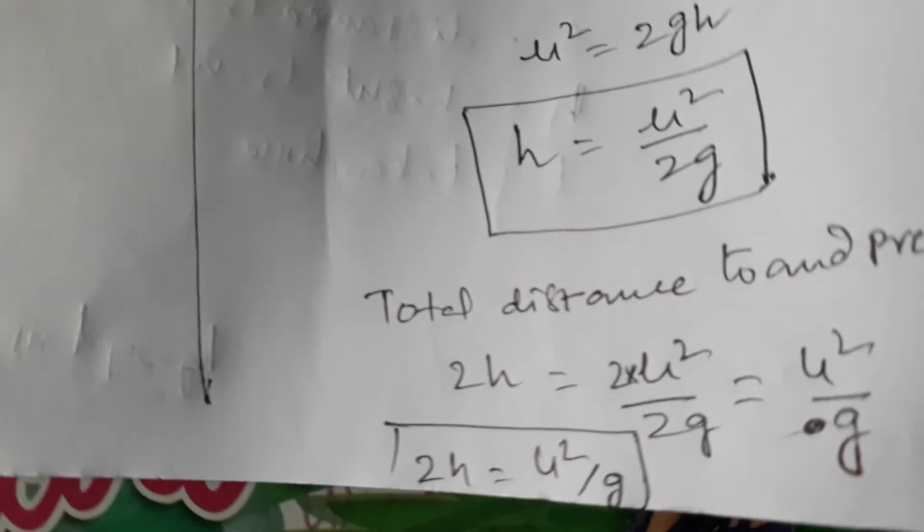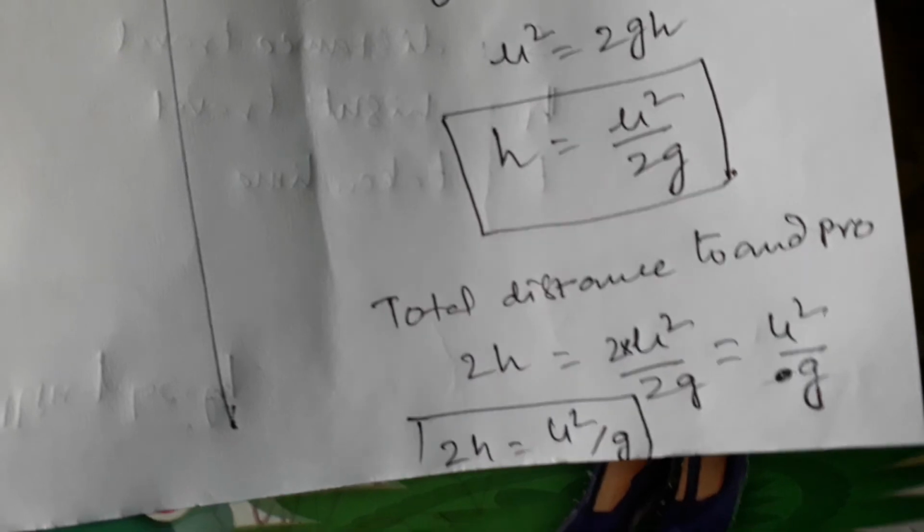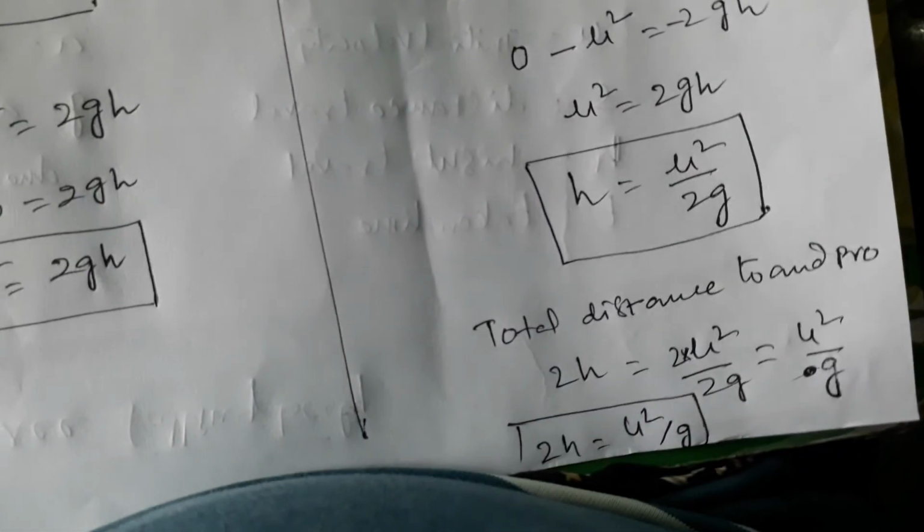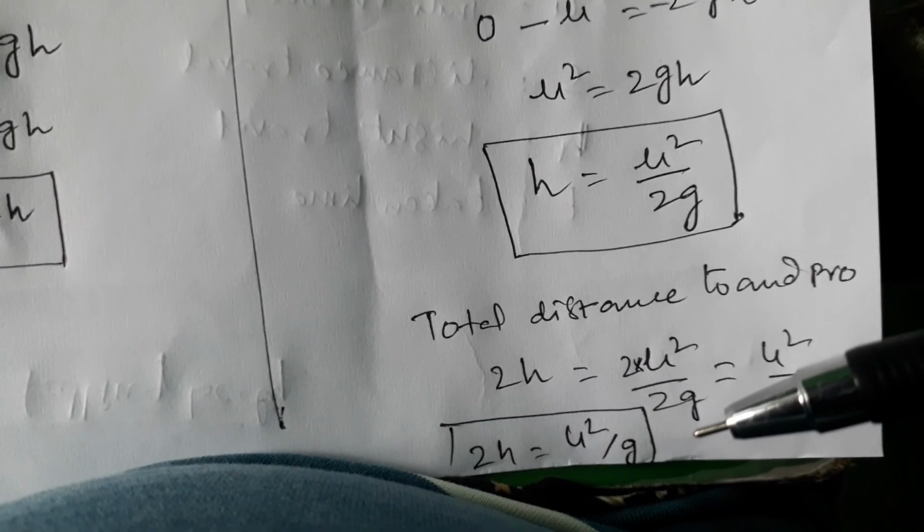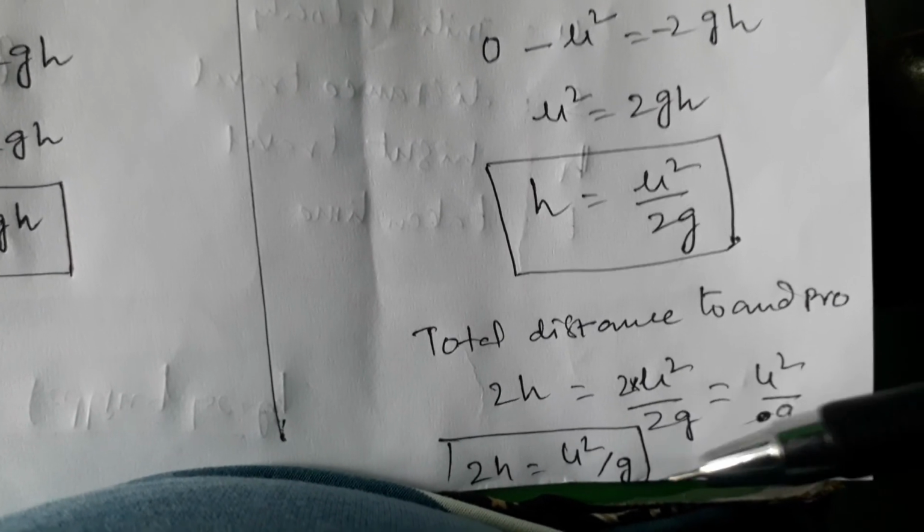And also we can find out the total distance travelled by the thrown body to go up and come back, that is 2h. So 2 into u square by 2g, the 2 cancels, u square by g. This is the total distance to go up and come back, that is u square by g. 2h means u square by g. Just for height, reaching height is u square by 2g.